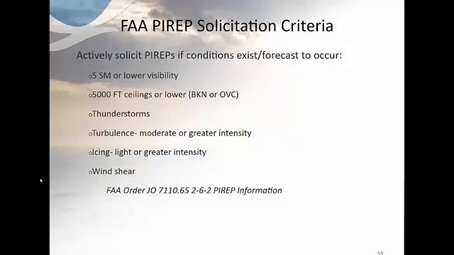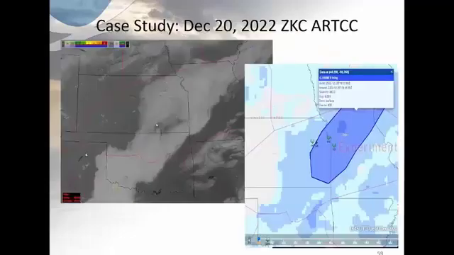Okay, so the FAA, air traffic controllers, actually have a requirement to solicit pilot reports from you. So 5 miles or lower visibility, 5,000-foot ceilings or lower, when you're deviating around thunderstorms, if you're in moderate or greater turbulence, light or greater icing, and wind shear. If any of those conditions are happening, they're supposed to be soliciting PIREPs from you. So don't be afraid to pass that on to the air traffic controller you're talking to if you are flying IFR somewhere.